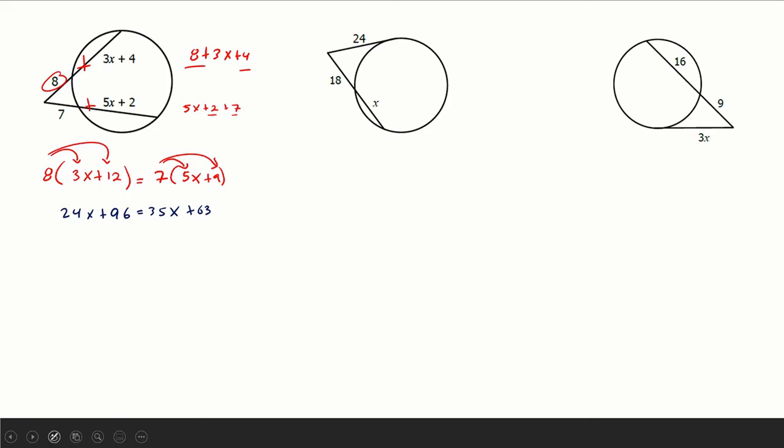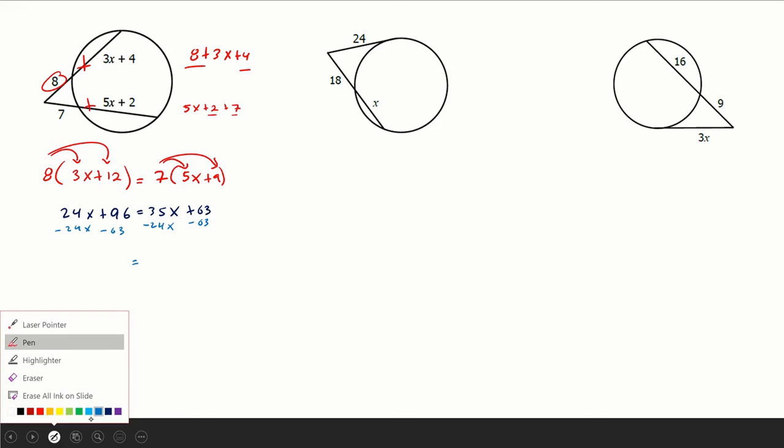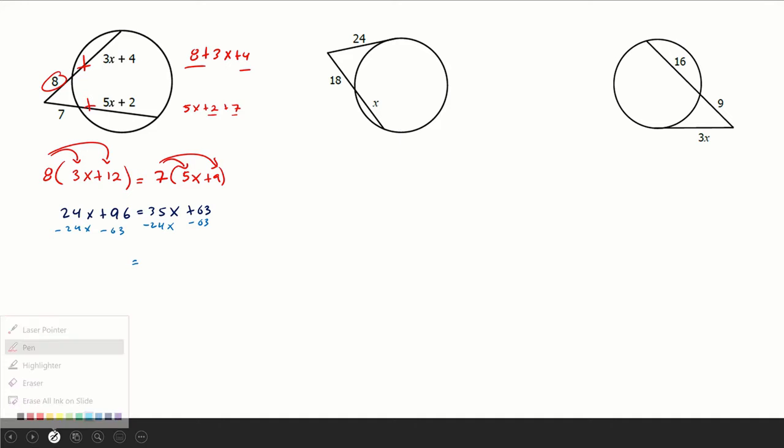And so from here, we're going to do a couple of things at the same time. We are going to subtract 24x from both sides, and we're also going to subtract 63. So on the left side, once we subtract them, we are left with 33. The right side, we are left with 11x. And divide both sides by 11, and we get x to be 3.